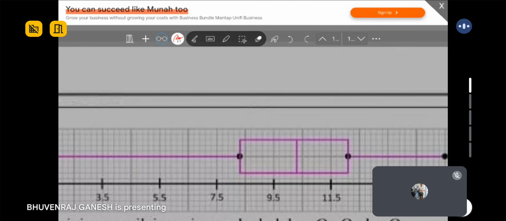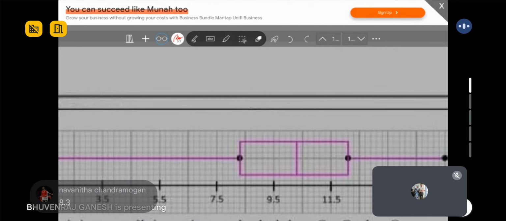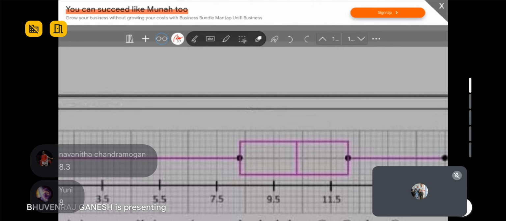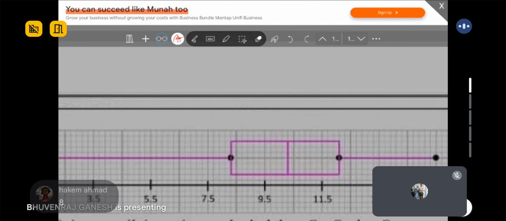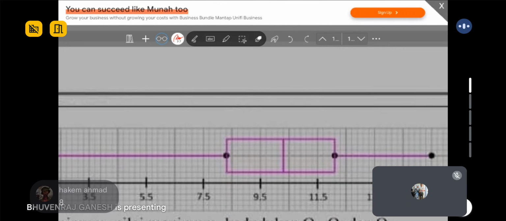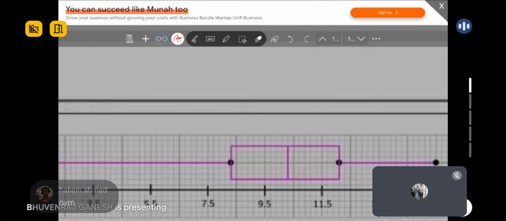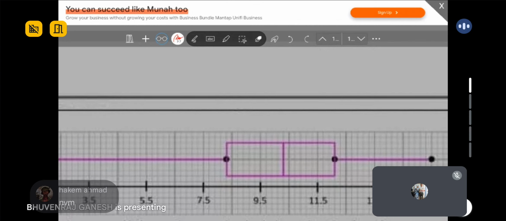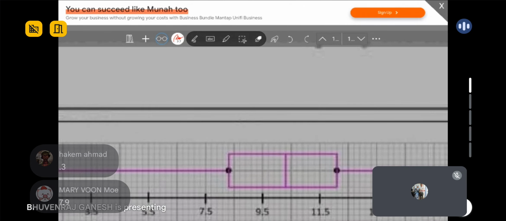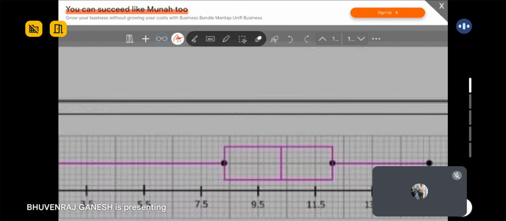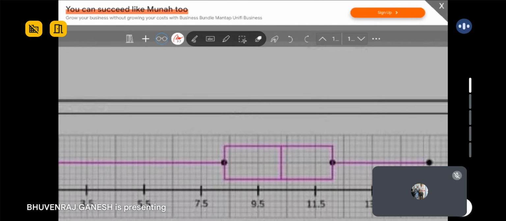You should get, nope, not 7.9. Try again. Nope. Guys, see carefully the scale. Yes. Navanita, correct. Okay, you should get 8.3, guys. Guys, you must understand one small box. Wow, Hakim, you're wrong. Wow, I got shocked a bit. Okay, correct. 8.3, yes. Okay, one small box, the scale is 0.2.